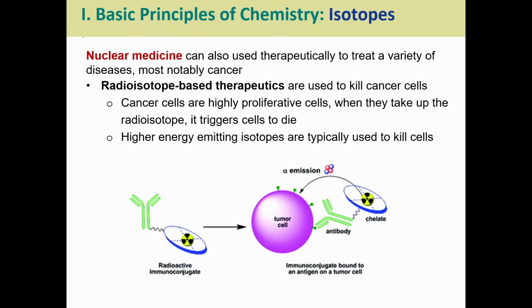We can also use them therapeutically. So the biggest one is cancer. Radioisotope-based therapeutics are used to kill cancer cells because cancer cells are highly proliferative, meaning they're going to divide and divide and divide and divide. When they take in these radioisotopes, it can trigger the cell to die, right? So we can basically use these radioisotopes to sneak into cancer cells and kill them. And then higher energy emitting isotopes can be used to kill cells in general. So these are just a few things that we can use these isotopes for in medicine that have a benefit.